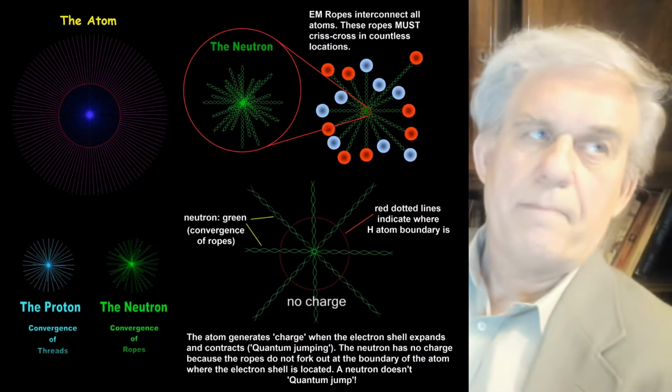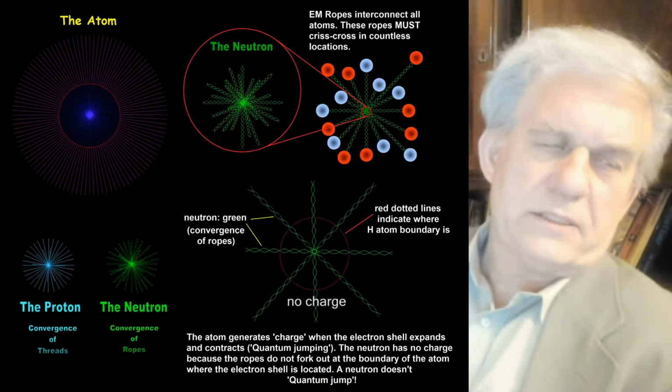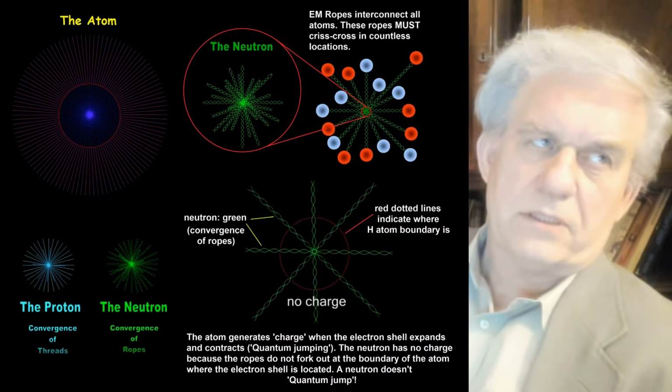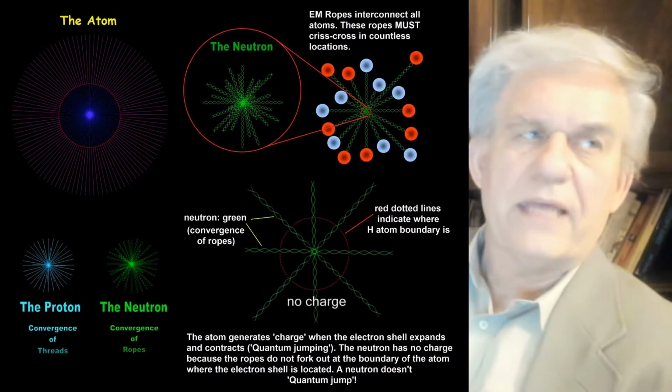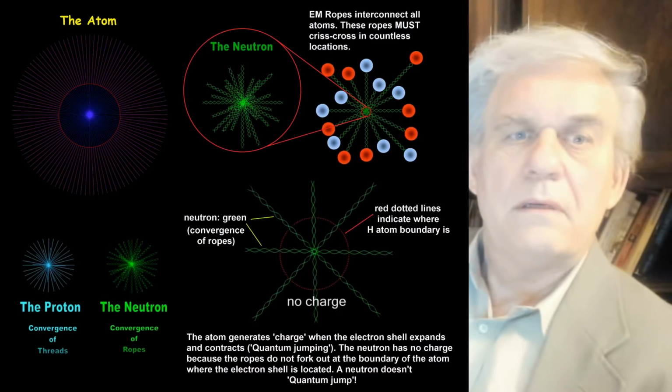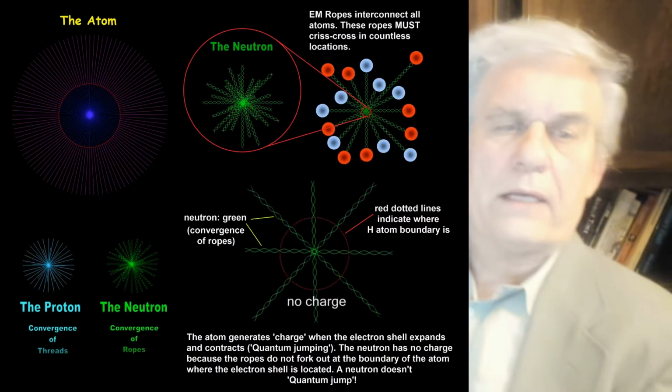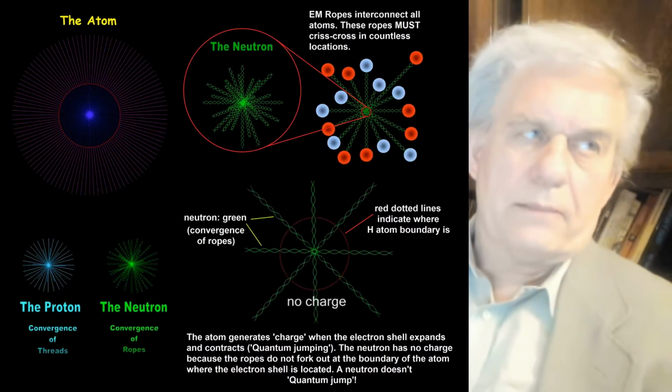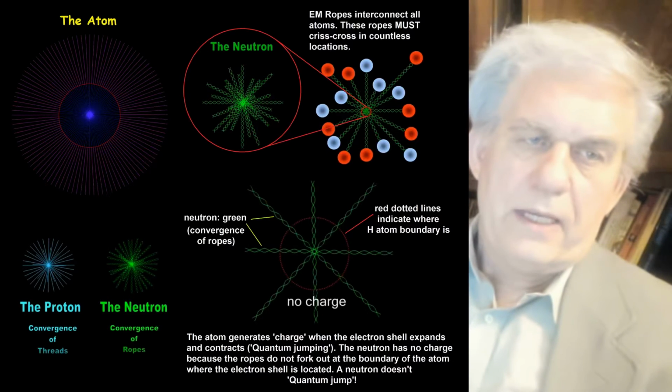Do we have a shorthand word for this, like the thread atom or the rope atom? Well, I call the electric thread the one that's going to make the proton. No, I mean a word for the model itself. The thread atom or the rope, I call it the rope model of the atom. Yeah, the rope model of the atom.